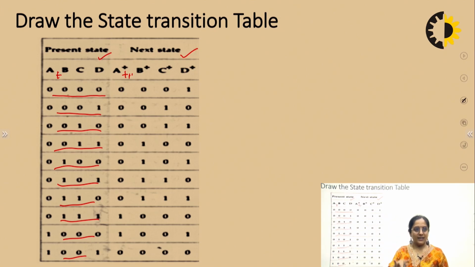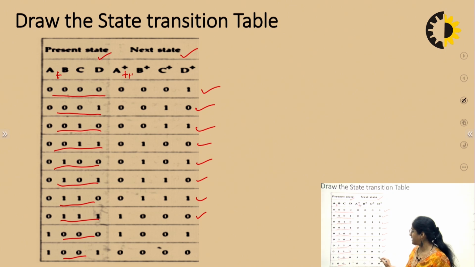From 0, the next state will be 1. For 1, the next state will be 2. For 2, 3. For 3, 4. For 4, 5; 5, 6; 6, 7. For 7, it is 8, then 9, and for 9, it will be 0 because we have to complete the cycle. From 9, it does not go to state 10, it goes to state 0, and again the counter will start.